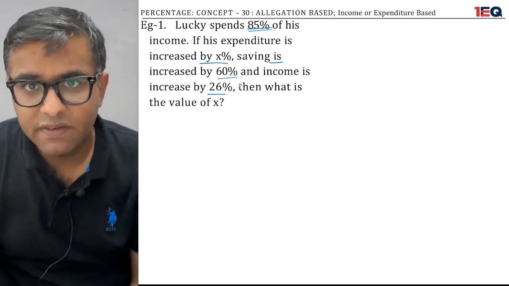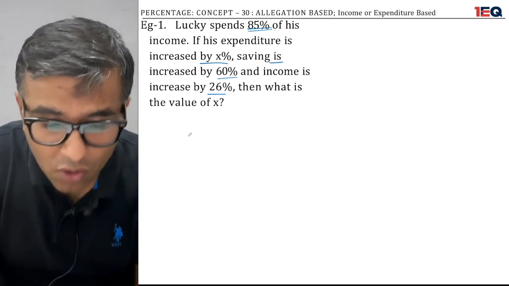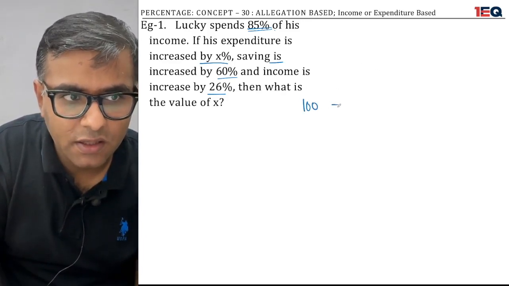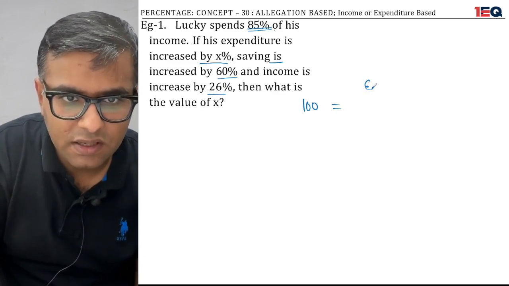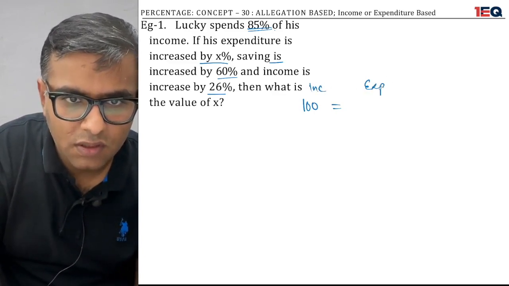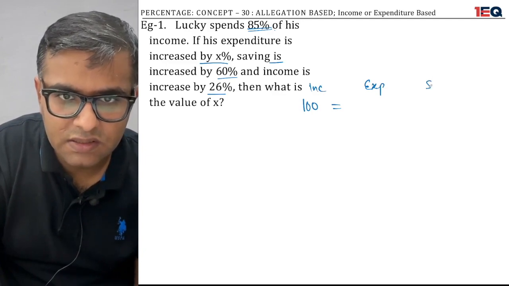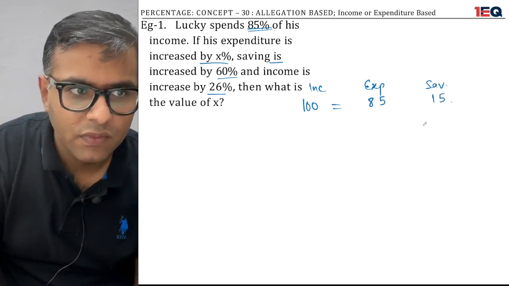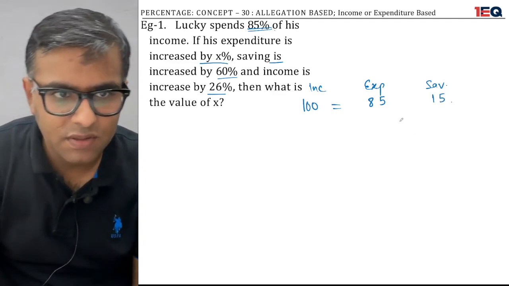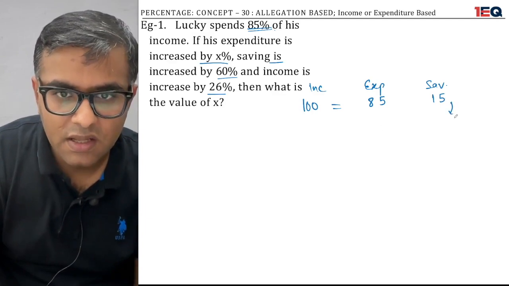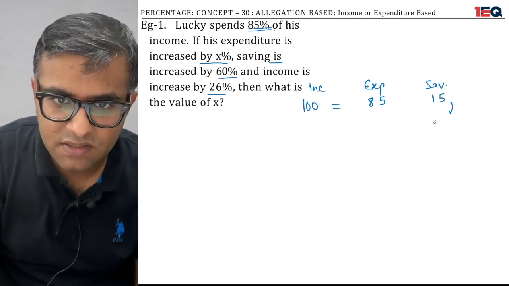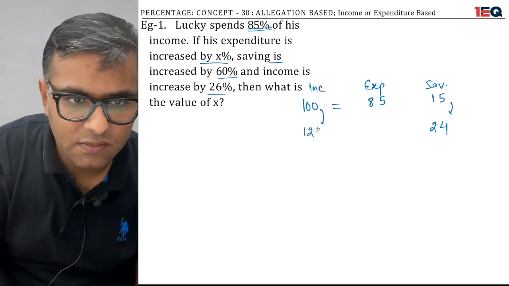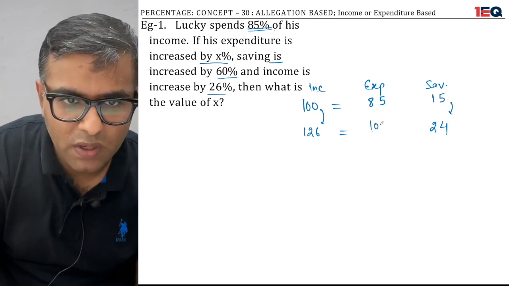The percentages here are not at all complex, so we're going to use 100 itself as the income. This is the expenditure, this is the income, and this is savings. He was already doing 85 is to 15. His saving is increasing by 60%, which means 9 extra, so it has become 24. His income is increased by 26%, which comes out to be 126. So the expenditure becomes 102.